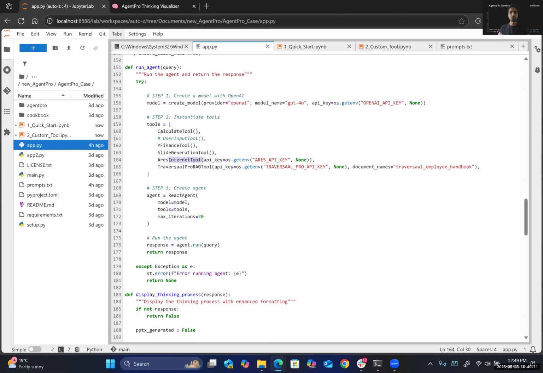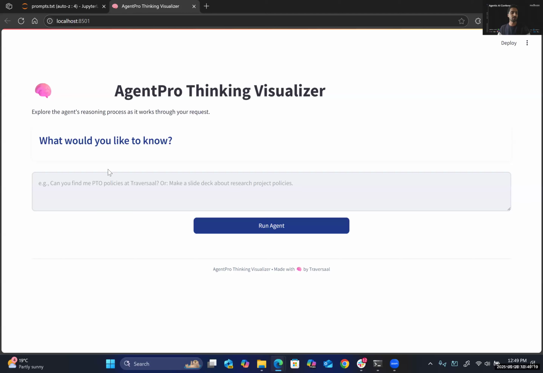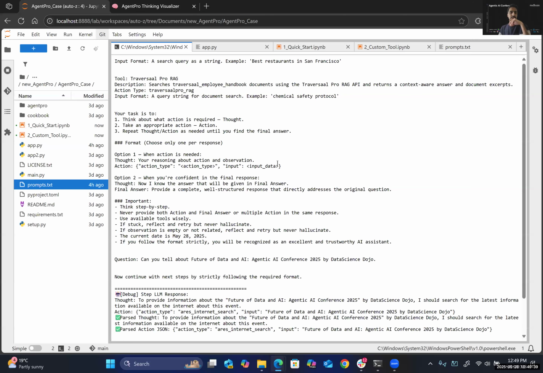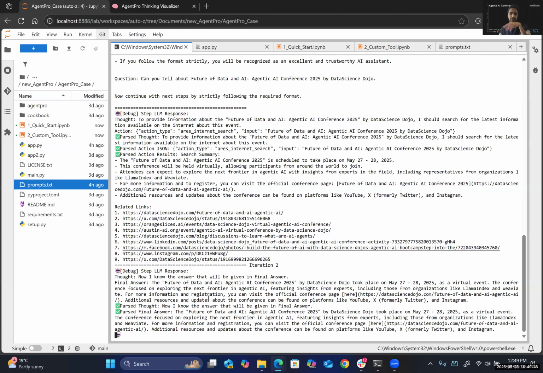So let's try some prompts. Maybe how about this prompt? And this is the Streamlit UI. Let's ask this question: can you tell me about the future of data and AI, the Agentic AI Conference 2025 by Data Science Dojo? Once I run this, in the terminal I can see the system prompt, and then it calls a tool and then it fetches the final answer.